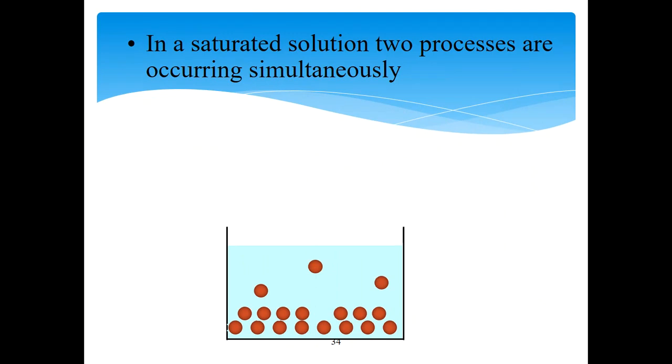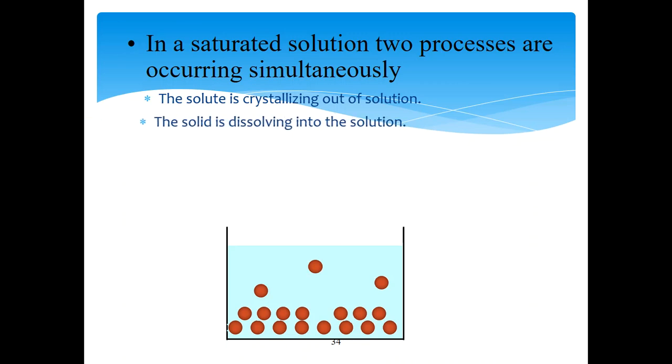And what you'll find if you look at things at the microscopic level is that in a saturated solution, you have two processes occurring simultaneously. One is where the solute is forming a solid out of the solution. So it's crystallizing out of the solution. We call that crystallization. And then you have another opposing process where the solid is dissolving into the solution.